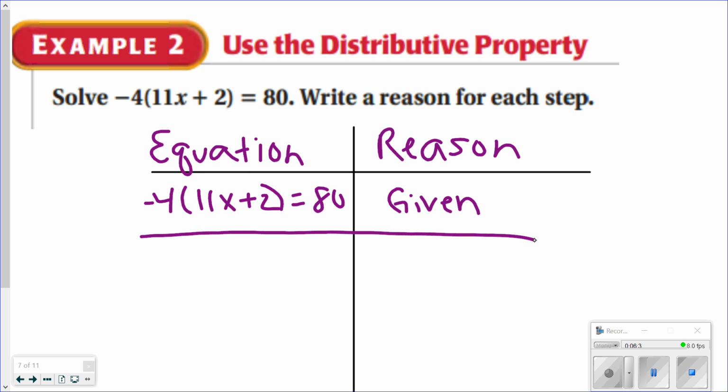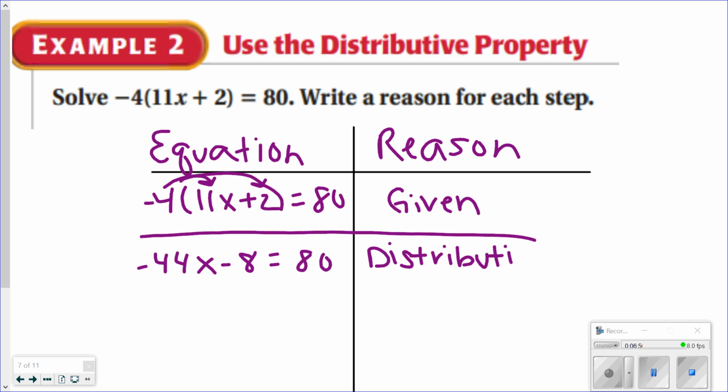All right, so my first step here is I'm going to distribute this negative 4 inside the parenthesis, which gives me negative 44x minus 8 is equal to 80. So what property was that? That was the distributive property.